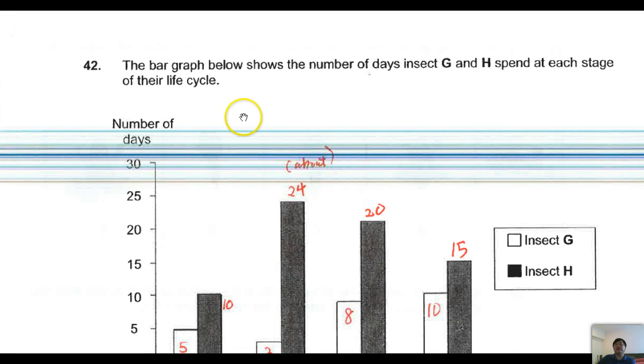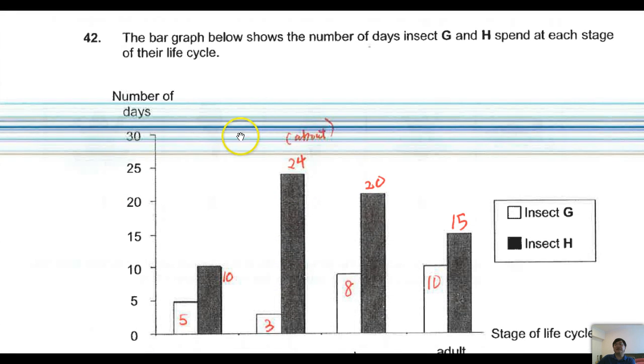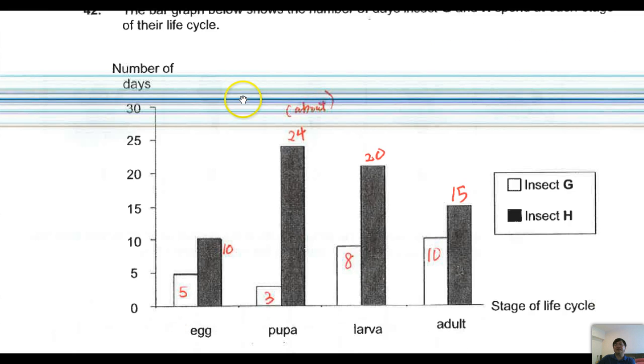42, the bar graph, okay, shows the number of days. There are 2 insects, right? G and H spent at each stage of the life cycle. Obviously, these 2 are different insects because every species has different timing in their life cycle, even in the stages. For example, this is 5, this is shorter, 3, this is 24, really long, okay, and so on.